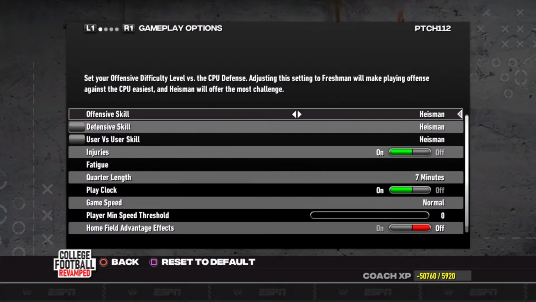You can see, obviously, we're on Heisman 7-minute quarters. One thing I've never done before is play with the speed threshold at 0. I usually have that at 10 or 15, but we're trying some different things out. We can always make adjustments to that if we feel necessary.